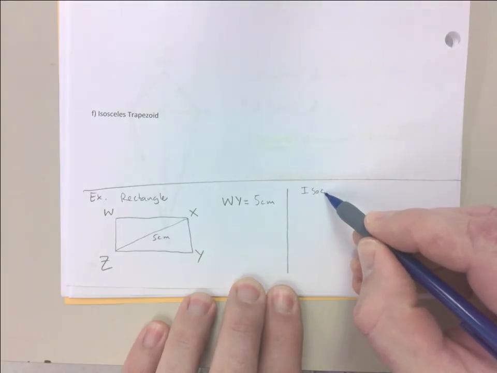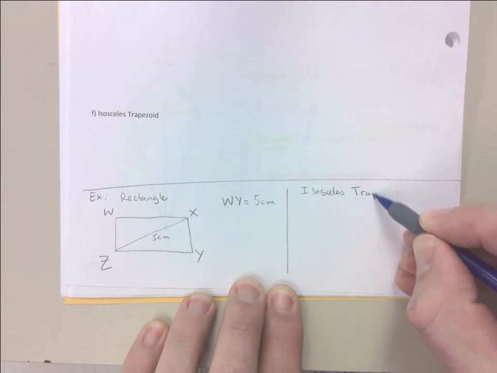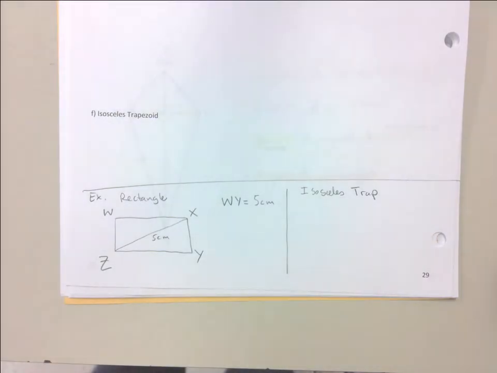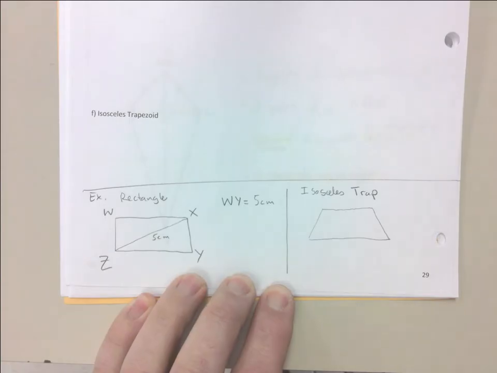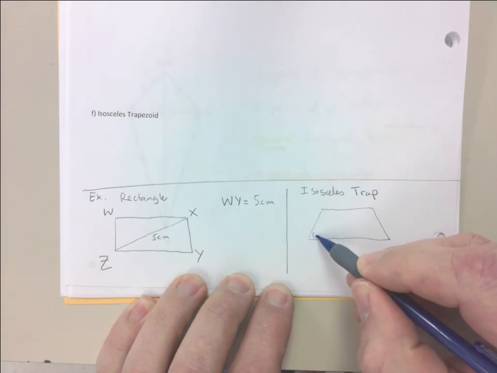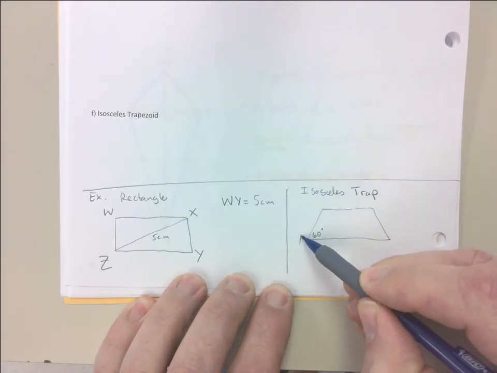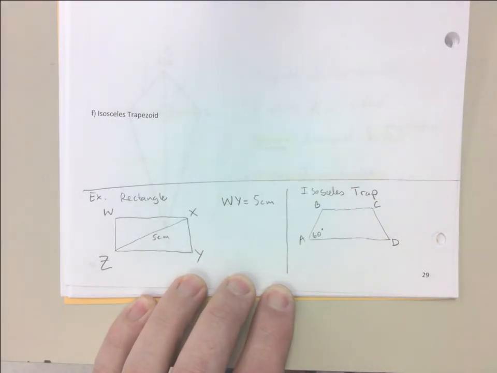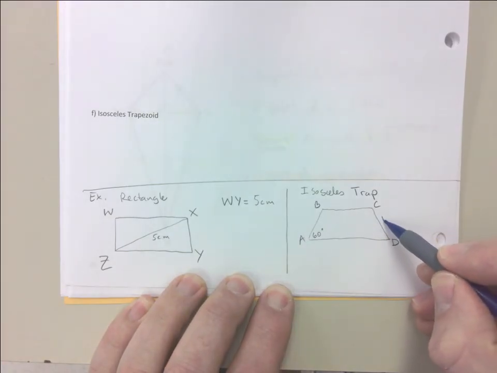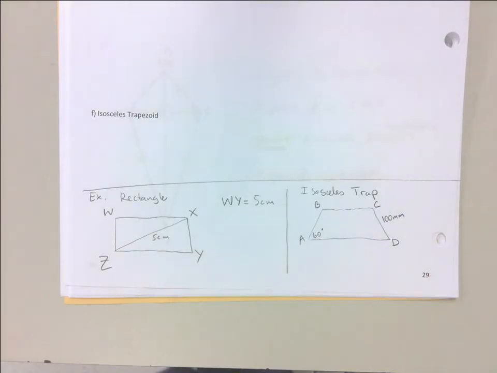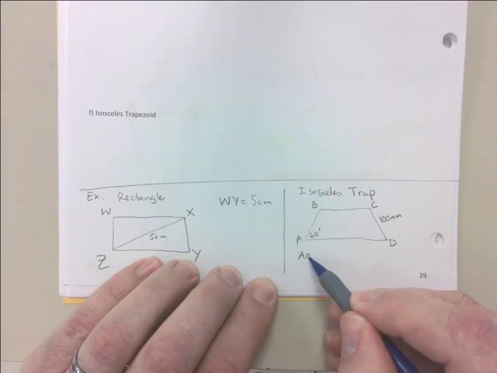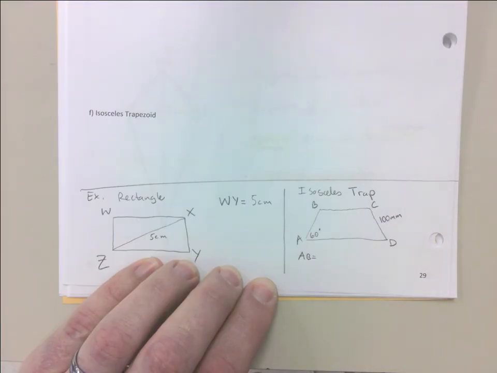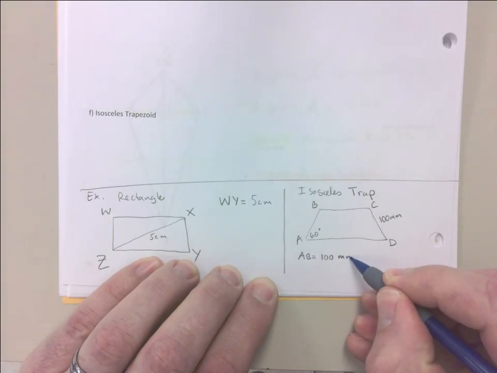Or if the question says, look at the following isosceles trapezoid, okay? They tell you that this is 60 degrees, and let's label it A, B, C, and D. And let's say that this stretch here measures 100 millimeters. If the question asked you, what's the measure of AB? You should know it's 100 millimeters, okay? Like I hope it's a dead giveaway. So don't overthink it.